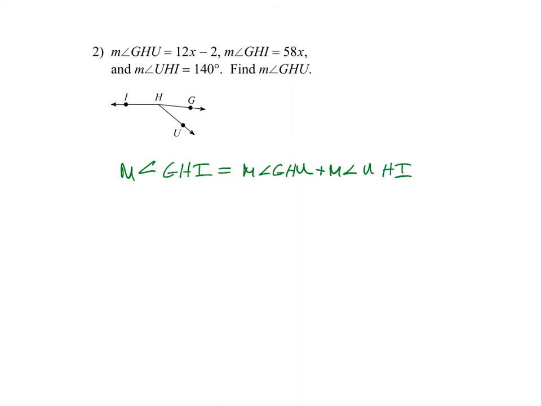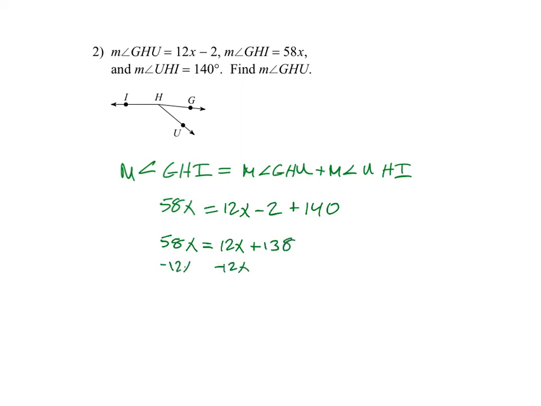So let's find the information. I have GHI equals 58x here, GHU equals 12x minus 2, plus 140. And I'm just solving that equation. So 58x equals 12x plus 138. I'm going to subtract 12x from both sides. So this is 46x equals 138. And I'm going to divide by 46 on both sides. So 138 divided by 46. So x equals 3. This right here, let me fix something here. This is an 8.